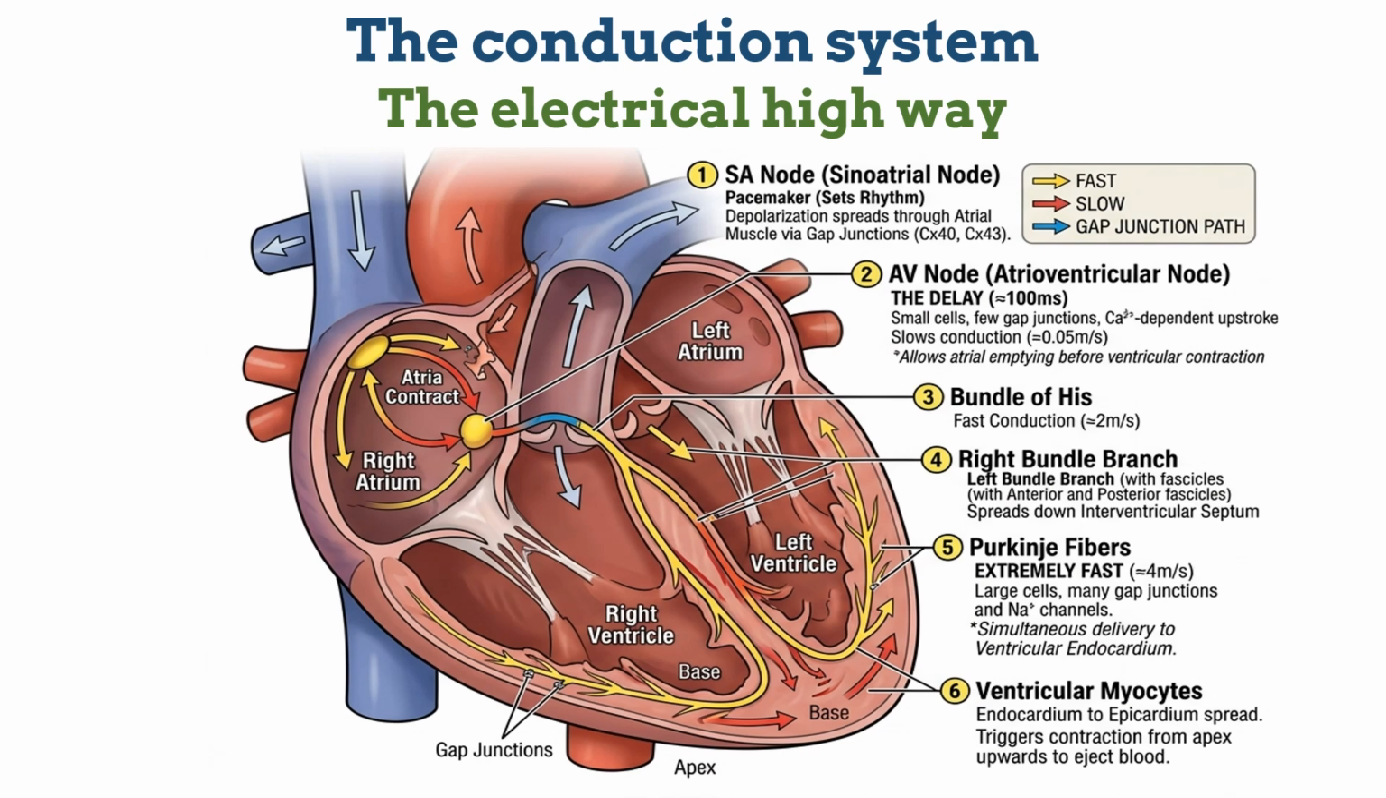From the AV node, the impulse travels rapidly through the bundle of His, then into the left and right bundle branches that carry the signal down the interventricular septum. It then spreads through the Purkinje fibers, which conduct very quickly because of their large size, abundant gap junctions, and sodium channels, allowing near simultaneous activation of the entire ventricular endocardium. Finally, the wave spreads through the ventricular myocytes from the endocardium to the epicardium, producing a coordinated contraction that moves from apex to base to efficiently eject blood upward into the great vessels.